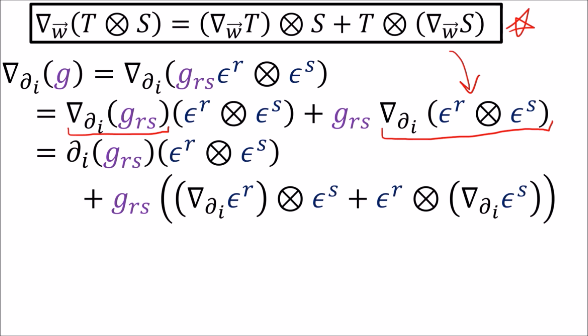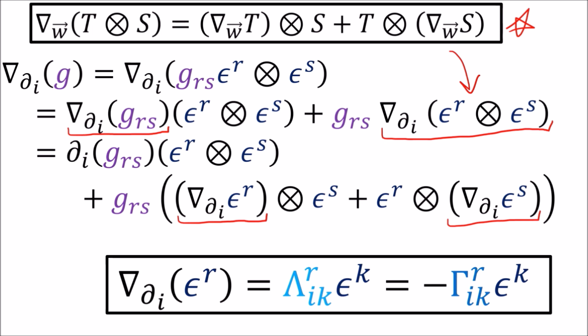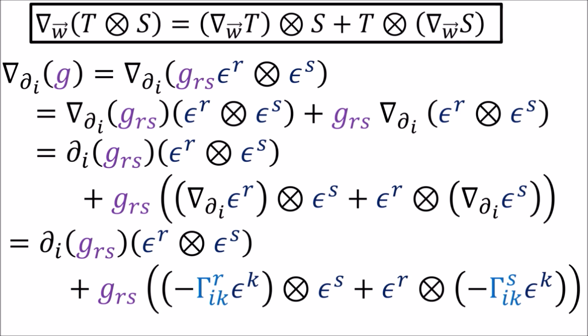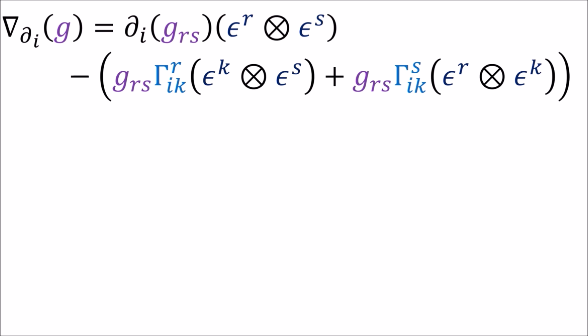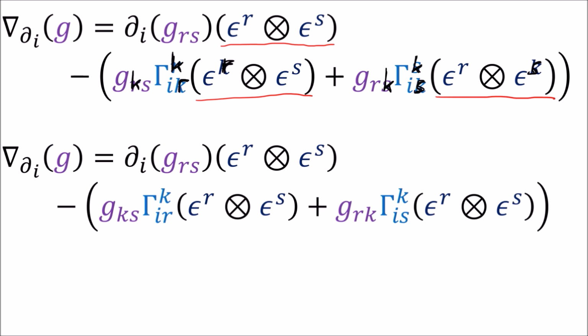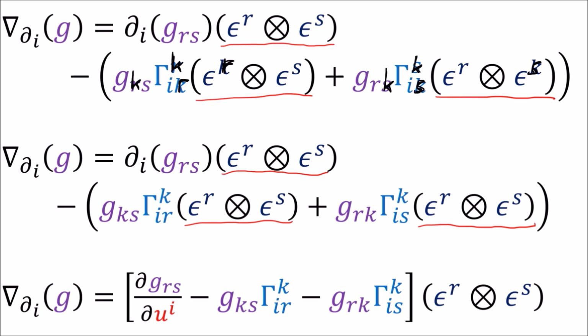So you'll notice that we can write the covariant derivative of these covector basis vectors, which we said earlier we could expand out using the lambda coefficients, which are equal to the negative of the Christoffel symbols. So making these substitutions gives us this. Given this formula, we're going to try and write all these tensor products of covectors using these same indexes. So we're going to switch the R and K indexes here, and we're going to switch the S and K indexes here. And now we can factor out this tensor product of basis covectors to get this.